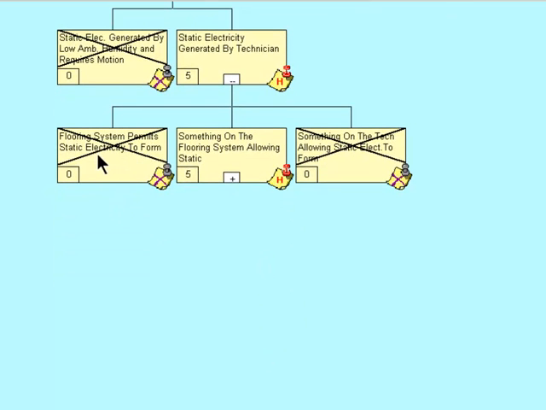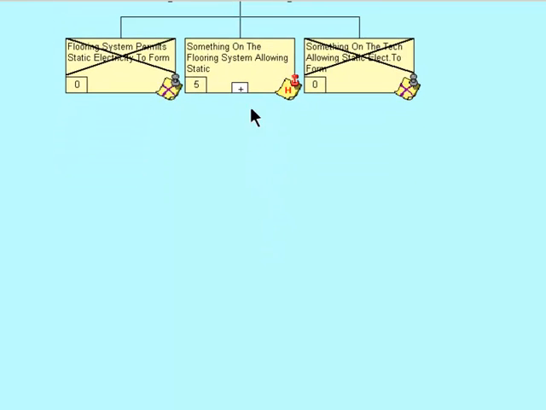The flooring system permits static electricity to form. Something on the flooring system allows the static electricity to form, or something on the tech allows the static electricity to form. The evidence collected in this particular investigation demonstrates that there was something on the floor allowing the static electricity to form. So the questioning remains the same.